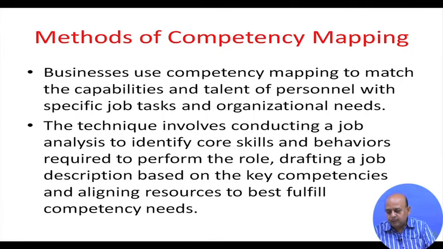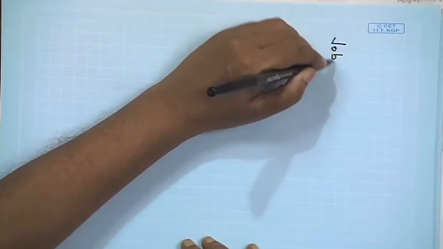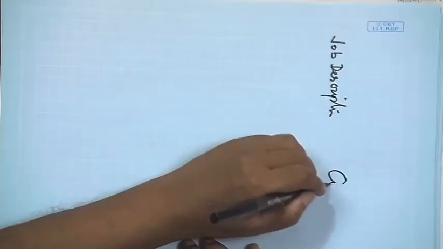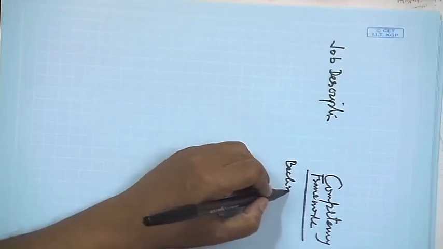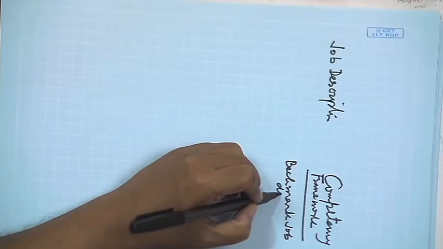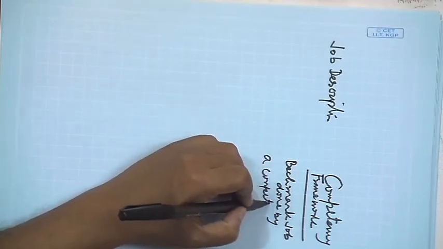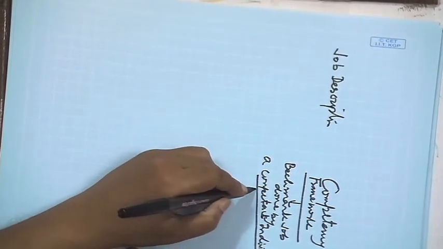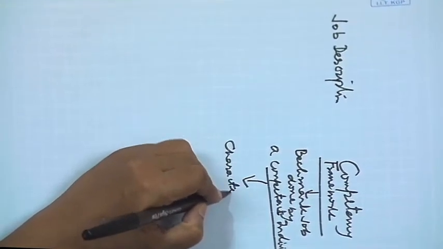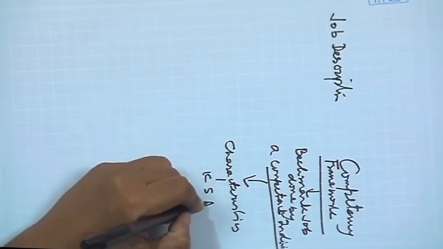So, if you remember, we talked about two approaches, that is the job analysis approach or the job description approach and the competency framework. Now, if you look at this competency framework, we identify a benchmark job, right, done by a competent individual, right. So, you have to identify a benchmark job when you are using this competency framework to see who is doing it. So, once you identify this competent individual who is performing the job, then you look at his characteristics in terms of knowledge, skill, attitude and these kinds of things.